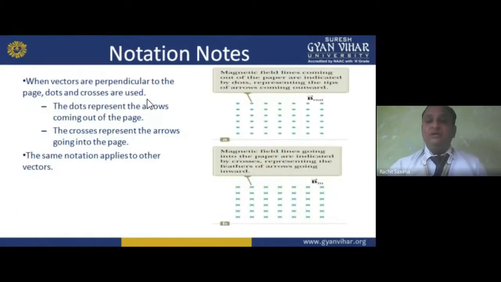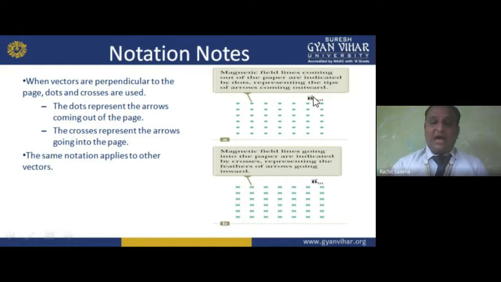Now move forward. These are the notation notes. How can we notate it? When vectors are perpendicular to the page, dot and cross are used. Dot is basically the outside and cross is basically the input side. So dot represents the arrows coming out of the page. Magnetic field lines coming out of the paper are indicated by dots representing the tips of arrows coming outward.